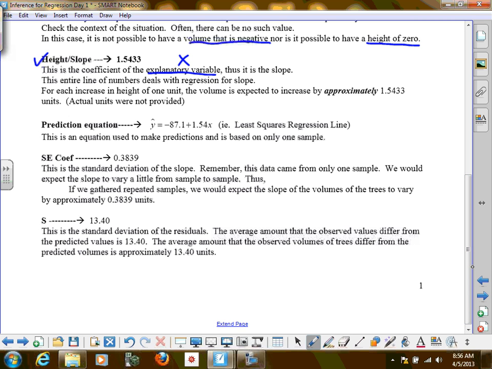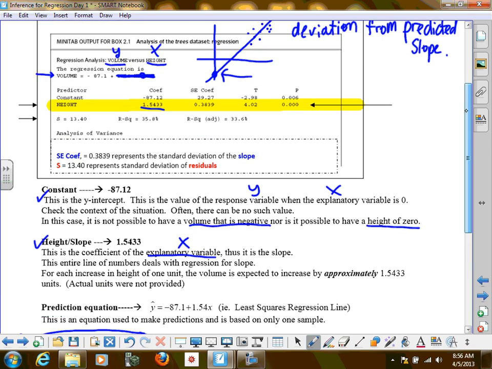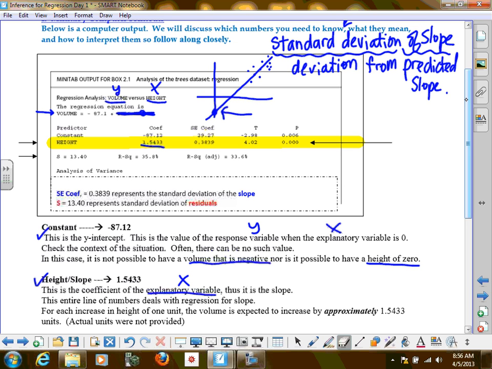So here are the two new things for this unit, and this one right here, standard error coefficient, is 0.3839. Let's locate that up here. Where do you see 0.3839? Do you see 0.3839 on the printout? Right here, standard error coefficient, and guess what? That is the standard deviation of the slope.